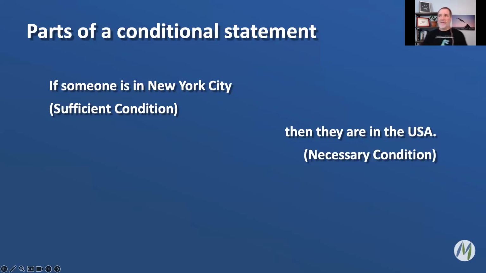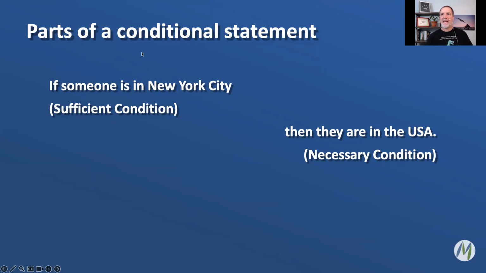The other part, the then part, is the necessary condition. So again, it is necessary. We call it the necessary condition because if the trigger occurs, if someone is in New York City, in order for that to happen, it is necessary for them to be in the USA. It is necessary for them to, geographically, be in the USA. That must happen. Necessary, required, must happen.